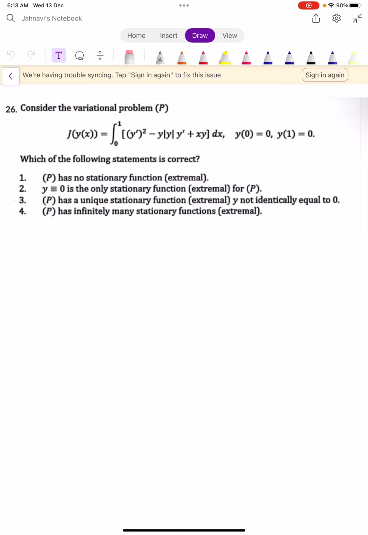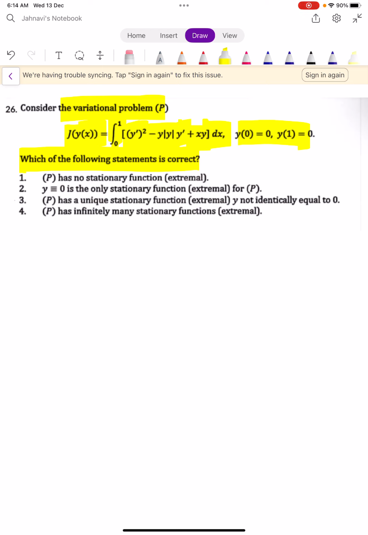Again, this is a question from CSIR NET June 2023 Part B. Consider the variational problem J[y(x)] is equal to the integral from 0 to 1 of y dash square minus y into mod y into y dash plus xy dx, where the two boundary conditions are y of 0 is equal to 0, y of 1 is equal to 0. Then which of the following statements is correct?